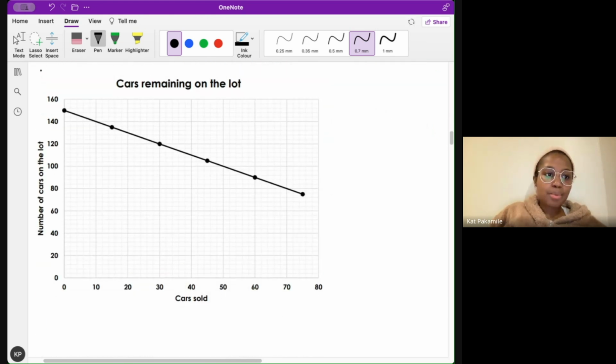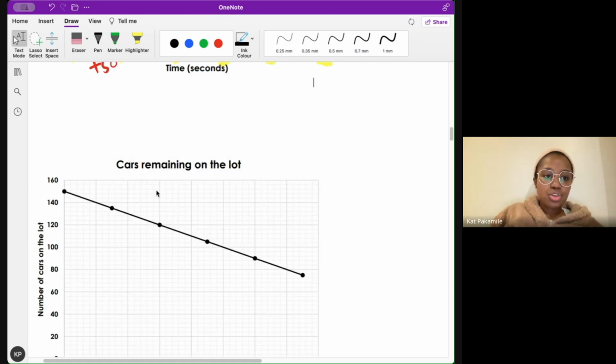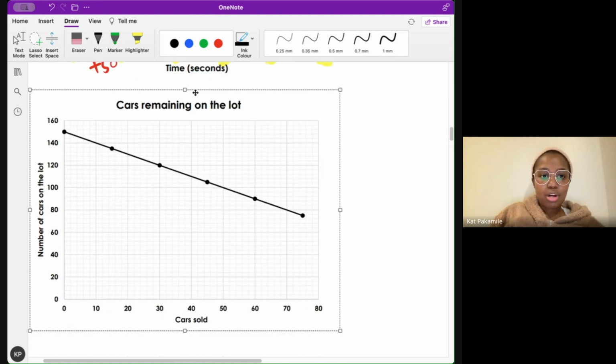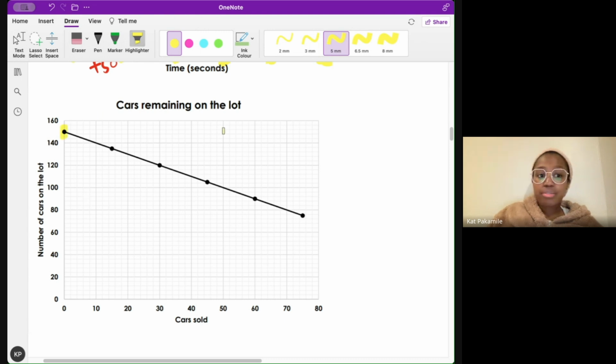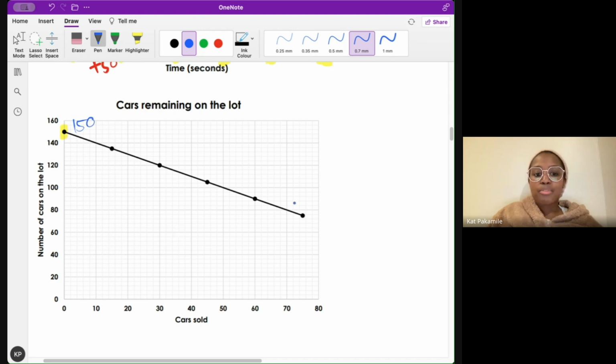Cars remaining in a parking lot. So obviously, this graph is from a car dealership, right? They're selling cars. So that means when 0 cars were sold, they had 150 cars. That's what it means. So we started off with 150 cars. Now, before I continue with all the points, do you guys think this is a linear or a non-linear graph?